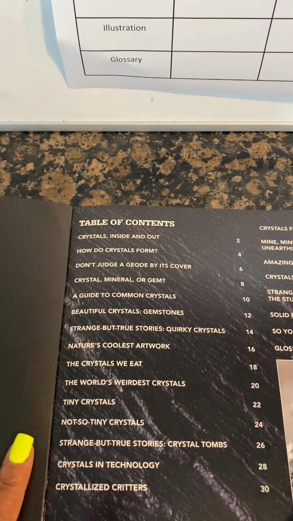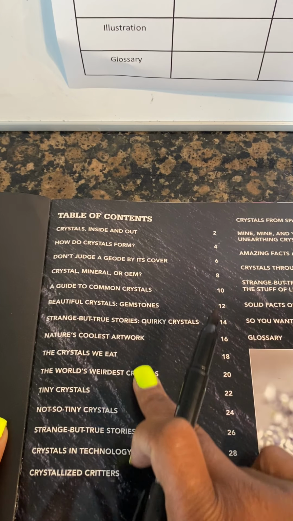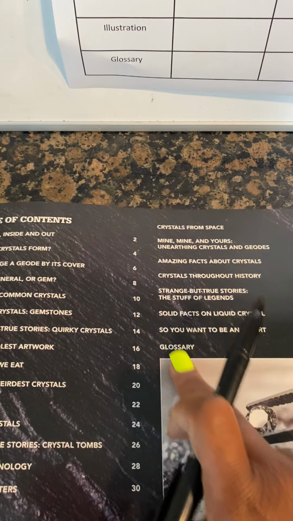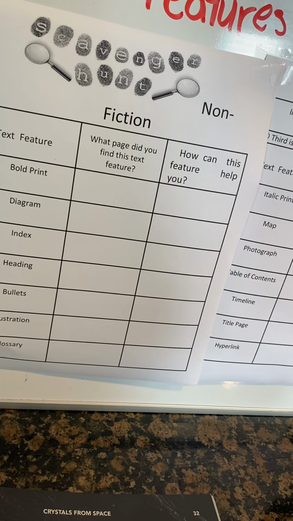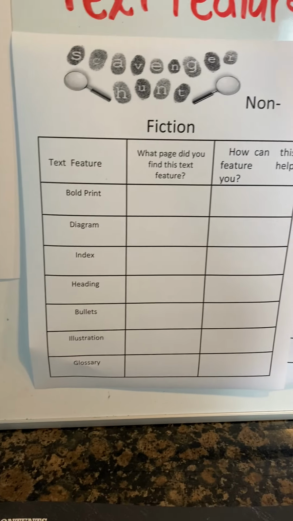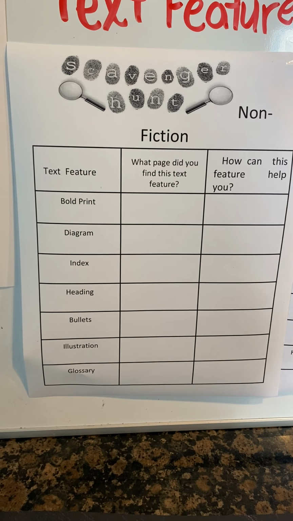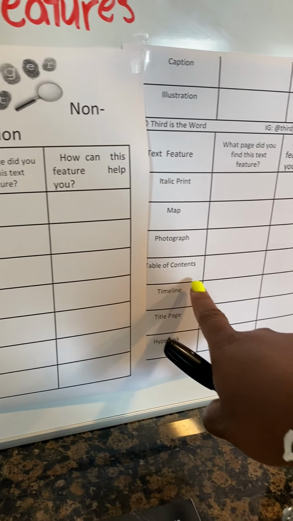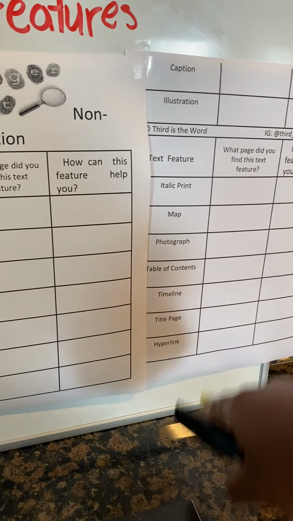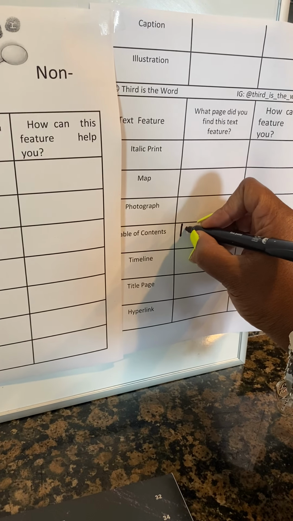So when I flip it over, already I see a table of contents, and that table of contents tells me where I can find all of the information in this particular book. So I'm going to look at my nonfiction text scavenger hunt, and I'm going to find the words table of contents, and it's right over here. Where? Right there. So I found it on the very first page. So right here on my sheet, I'm just going to write first page.